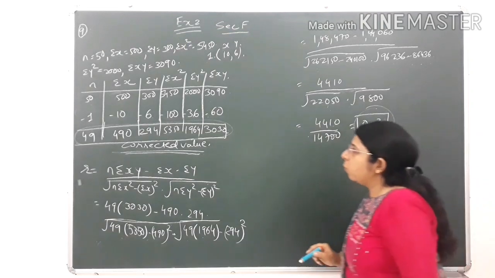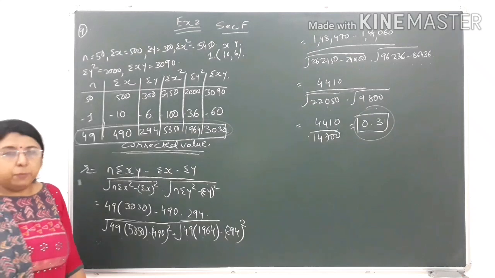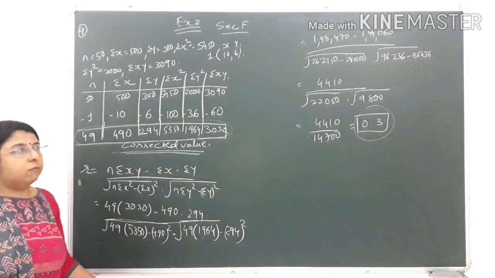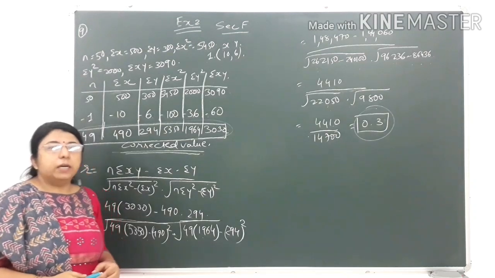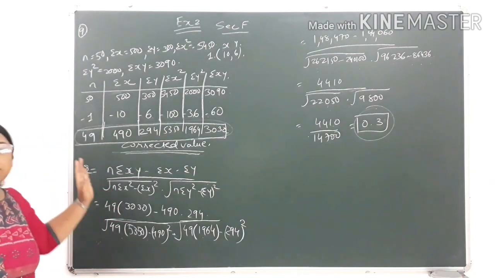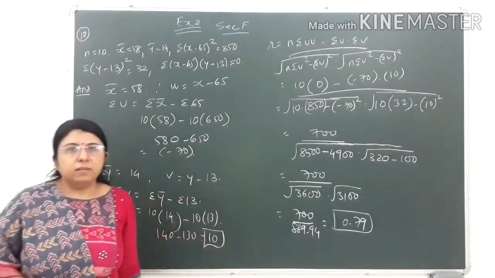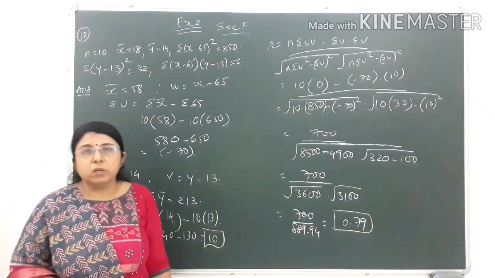So in this sum, the new point that I wanted to explain is that the mistake has been done. That type of sum already got done, but that was related to Spearman's rank correlation method, and this mistake is to be corrected. This sum is related to Karl Pearson's method. Now let us understand question number 10 of the same exercise, that is exercise number 2, section F.